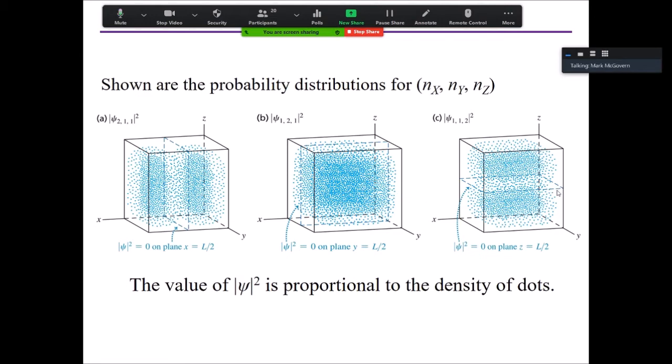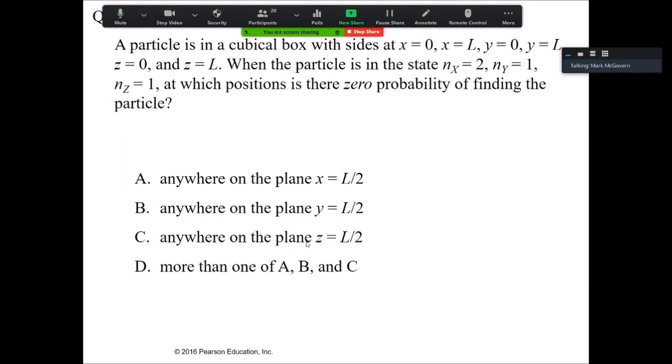All this stuff is the same. It's just a matter of how we break this box up into smaller boxes. And so if we halve x, halve y, or halve z, our particle is more likely to be in the middle of these boxes. So that's the idea.